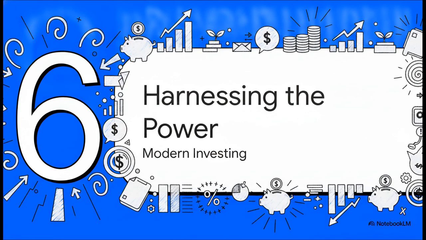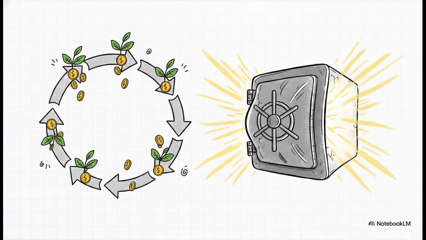Section 6. Harnessing the power. Let's talk modern investing. Today, modern retail investors actually harness this power through several specific vehicles. One really great example is dividend reinvestment plans, which are commonly known as DRIPs. Instead of taking dividend payments as cash, investors use DRIPs to automatically purchase more shares of the asset. Those new shares then generate their own dividends, creating this incredible self-feeding loop of compounding growth.